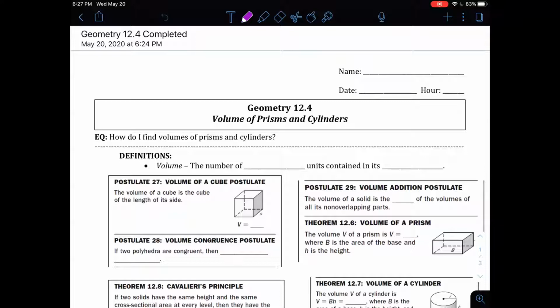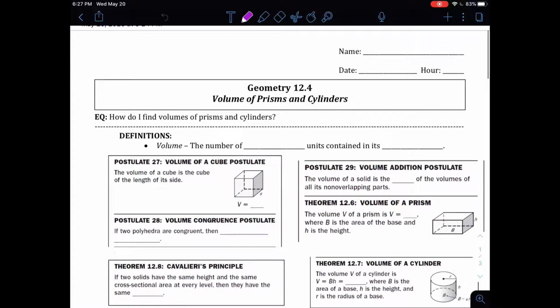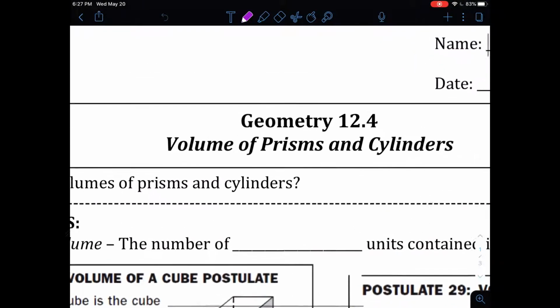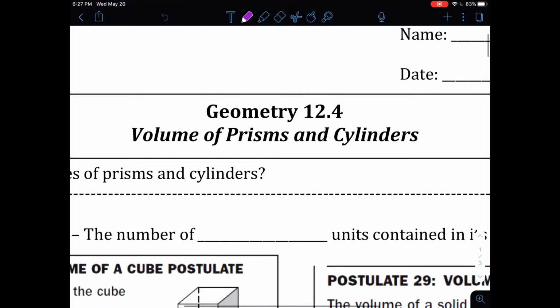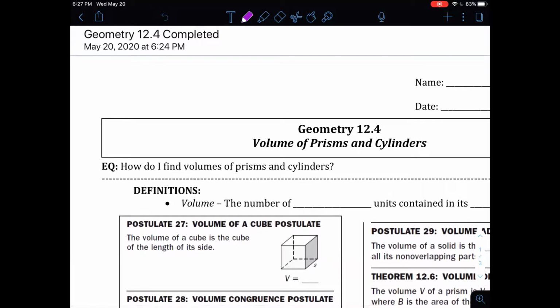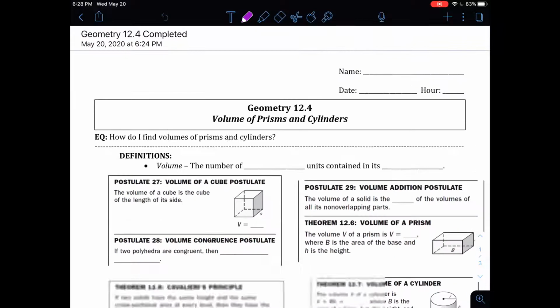All right, so Chapter 12, we're working with three-dimensional shapes still. Last lesson. Here we go. The name of the lesson is volume of prisms and cylinders. Essential question: how do I find volumes of prisms and cylinders?